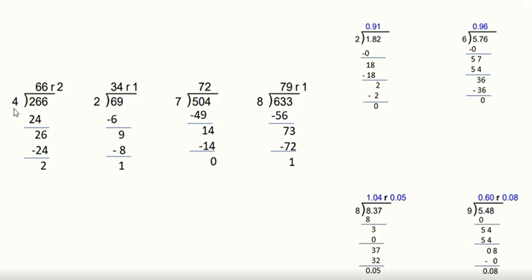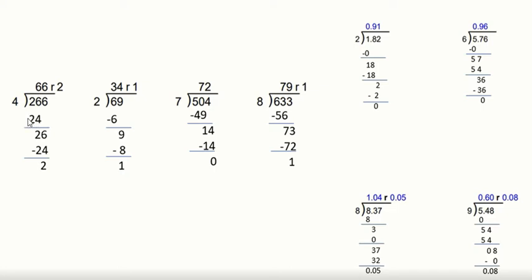So the first thing we're going to do is see if we can get 4. We know that we cannot get any 4s out of the number 2 because 2 is smaller. So we slide over to the 6 and see how many 4s we can get out of the number 26. In this case, we can get 6 4s out of 26. Knowing that, we put our 6 there and then we multiply. We multiply this number times this number, and it gives us this number, which is 24. 6 times 4 is 24.